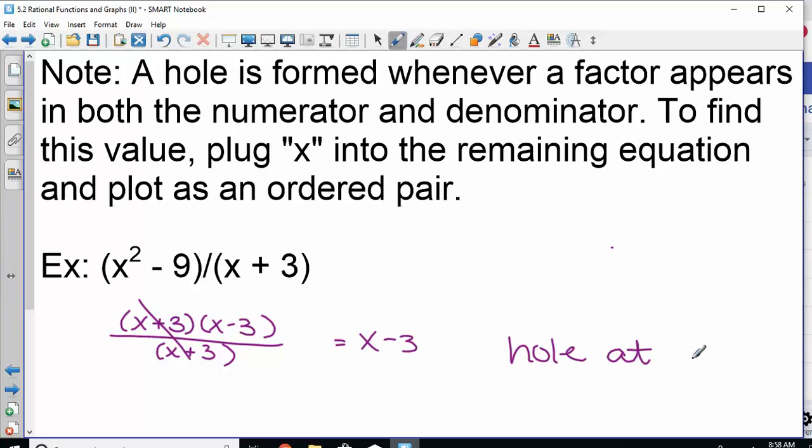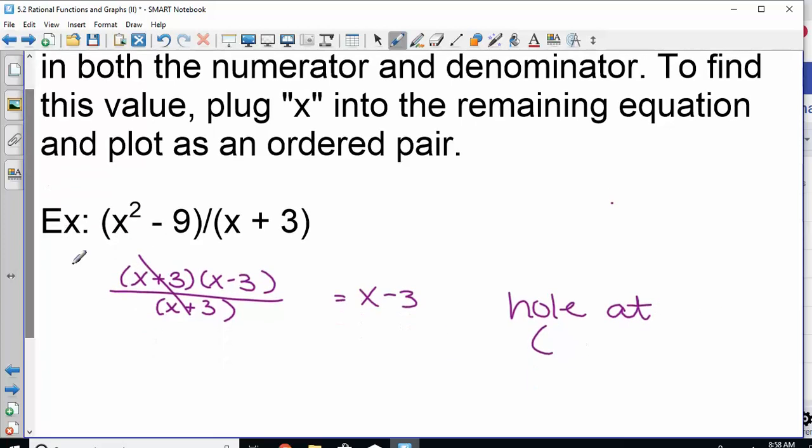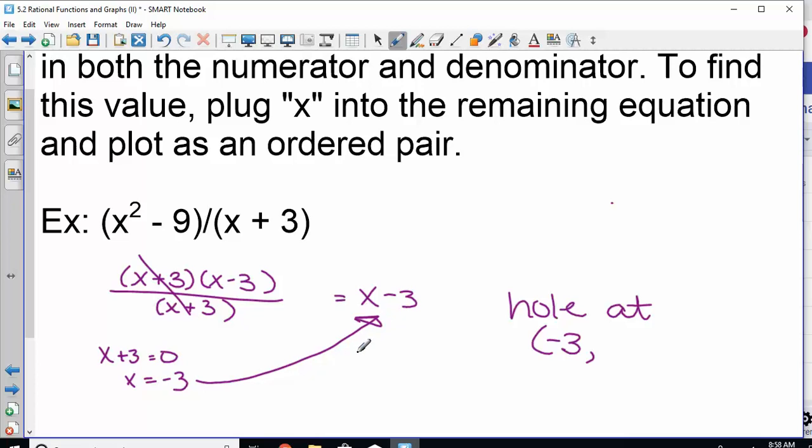So our graph will have a hole at the x value that makes this thing equal 0. So if x plus 3 equals 0, that means x is negative 3. So that's the x value. To find the y, you plug the negative 3 into what's left. So negative 3 minus 3 gives us negative 6. So when I go to draw my graph, I will draw an open circle at negative 3, negative 6.